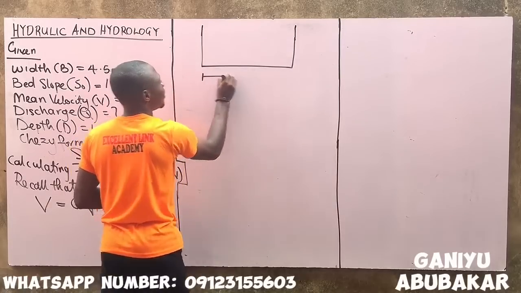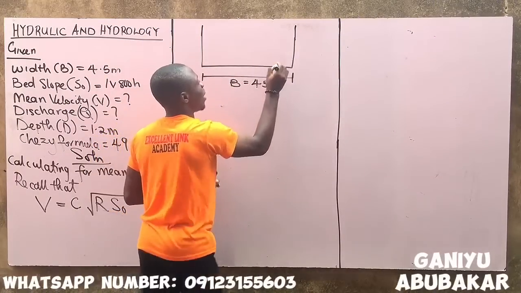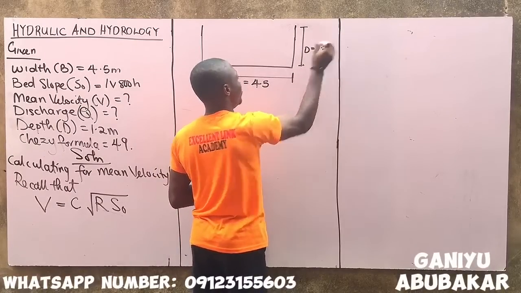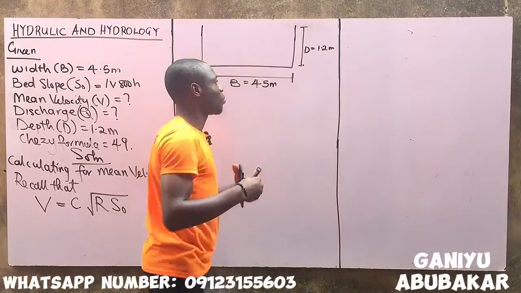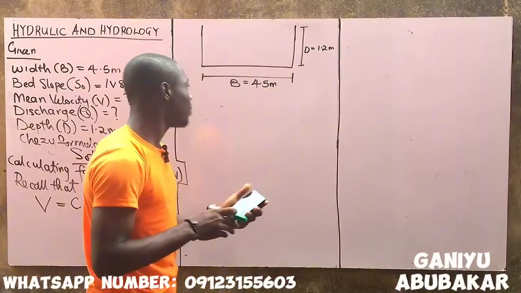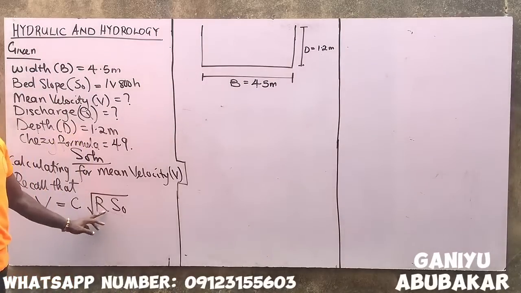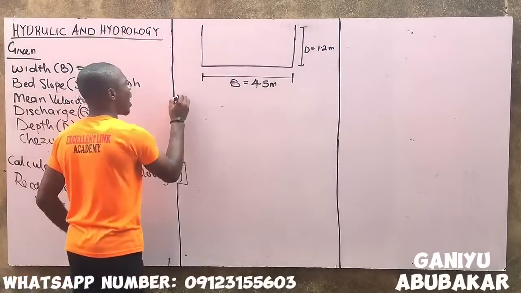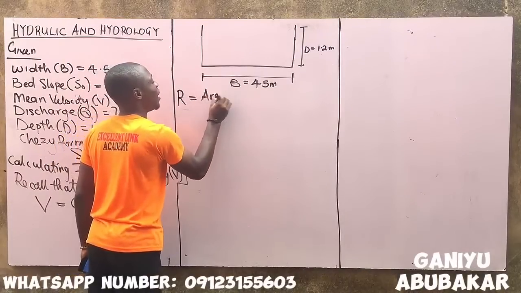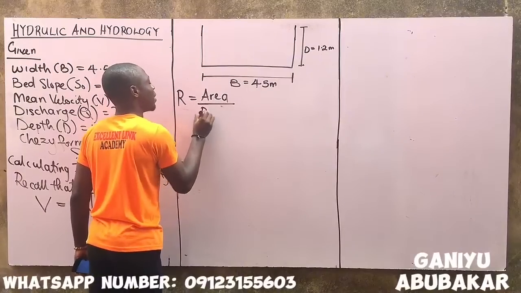I'm given that the breadth, this is the breadth B, is 4.5, and this is the depth D, which is 1.2 meters. This is a diagrammatic expression for this question. Now look up. I'm looking for the first task: hydraulic radius. So R, hydraulic radius, is equal to the area of the figure all over the perimeter of the figure.